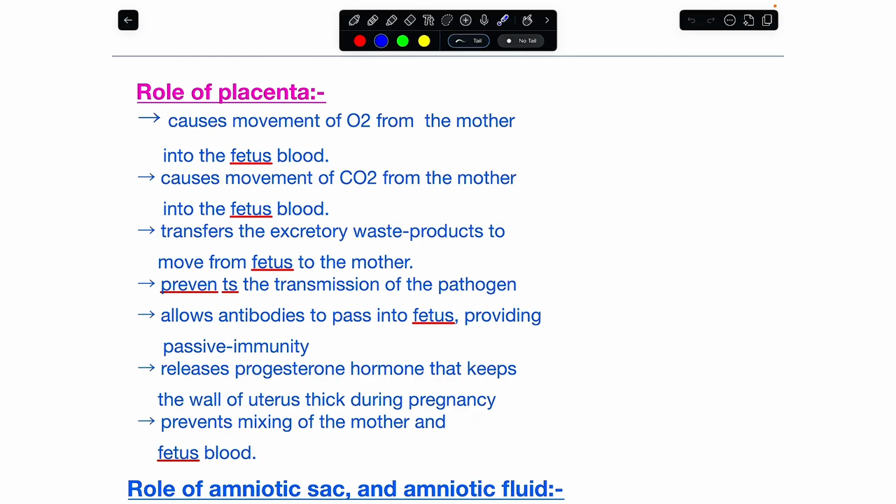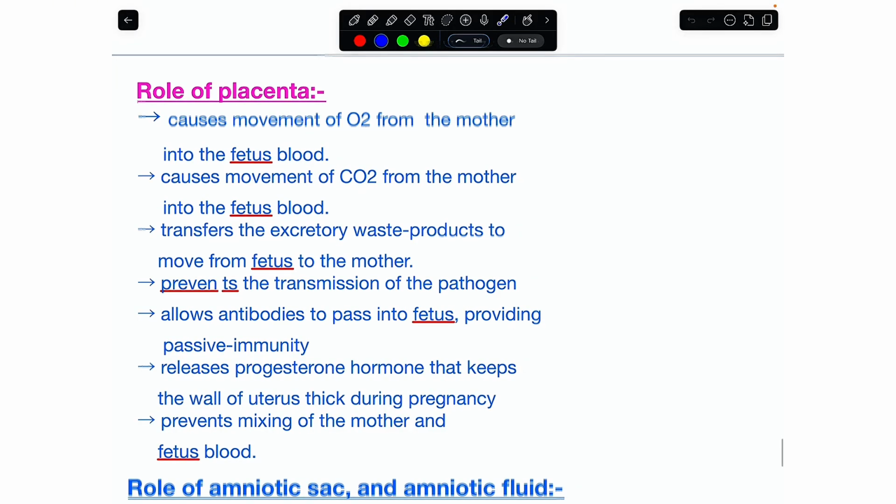And the last point that we have with us is that maybe the fetus has a different blood group to the mother. So at any cost, we would never allow them to mix. If they would mix, it can kill the fetus. So the placenta prevents the mixing of the mother's and the fetus blood. Although this brings the fetus and the mother's blood supply in close association, it never allows them to mix with each other.